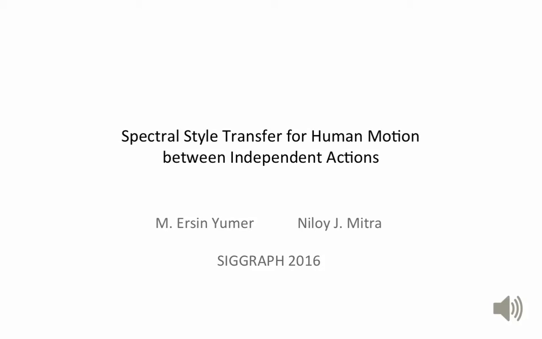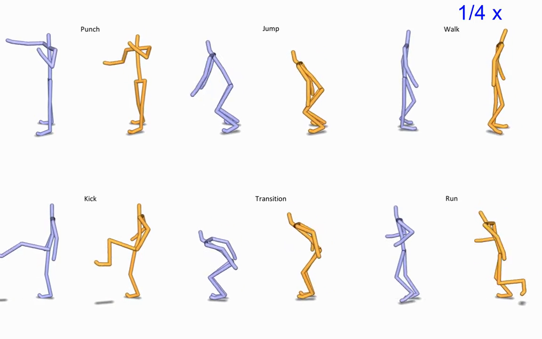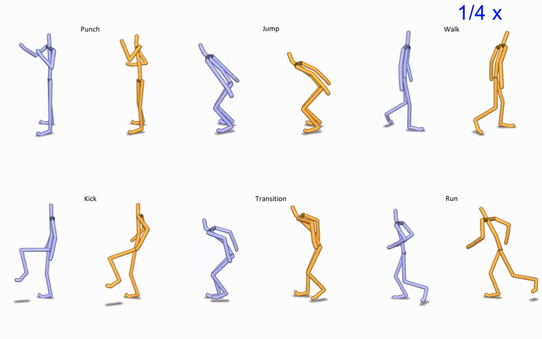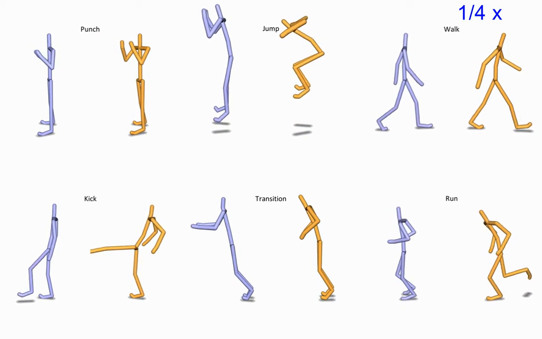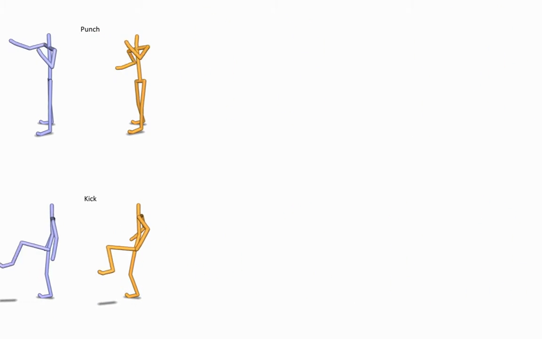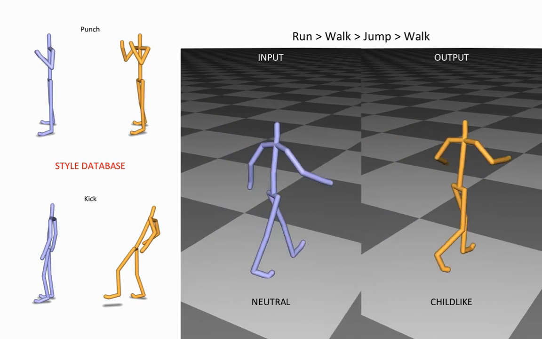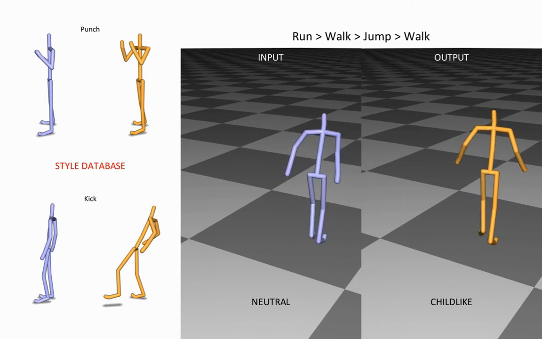Realistic human motion synthesis is very difficult. Current state-of-the-art still requires an exhaustive database including all possible actions and transitions to perform a realistic style transfer. We propose a new spectral style transfer method which performs style transfer between independent actions.